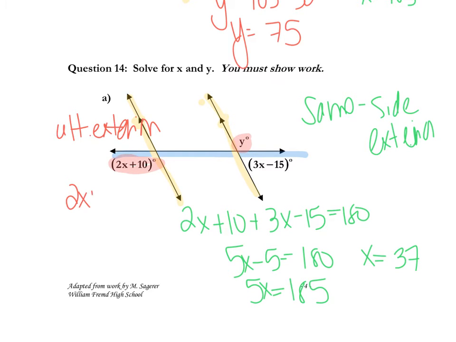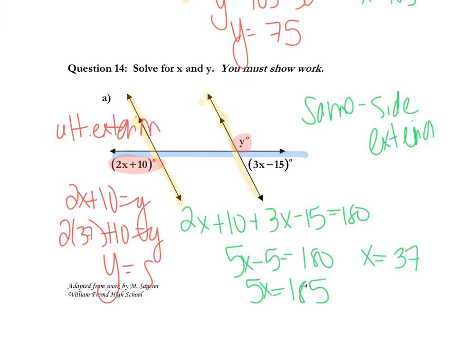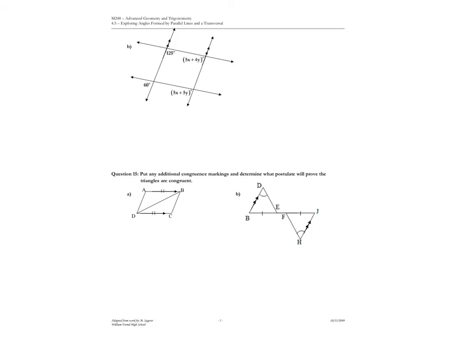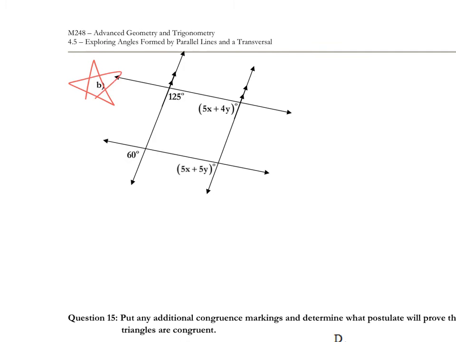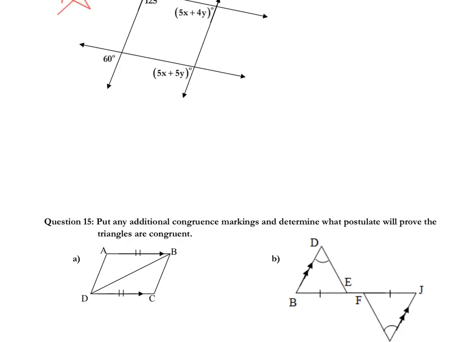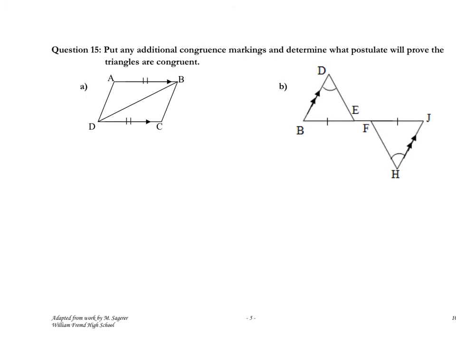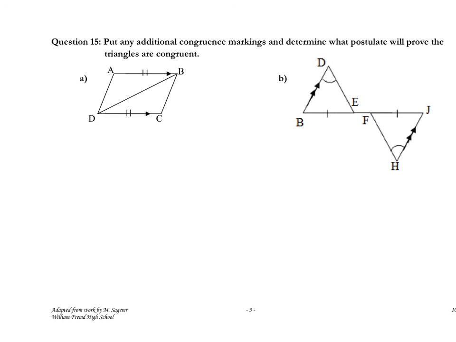So 2x plus 10 equals y. Plug in 37. And you get y to equal 84. Okay. All right, let's go to the next page. We'll save this problem for class, so we're going to skip this for right now. And we're going to go to question 15.